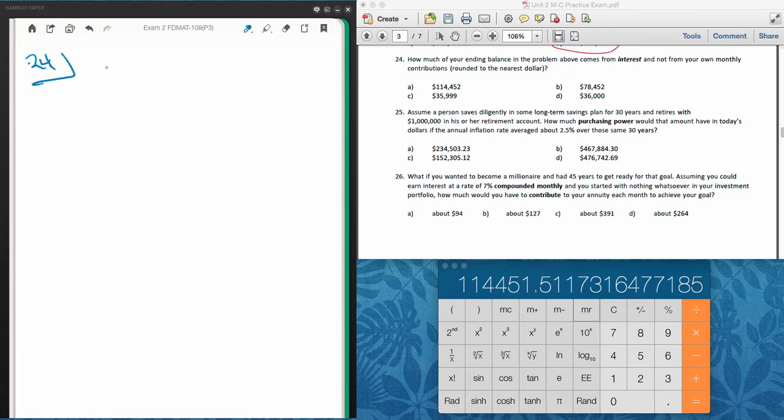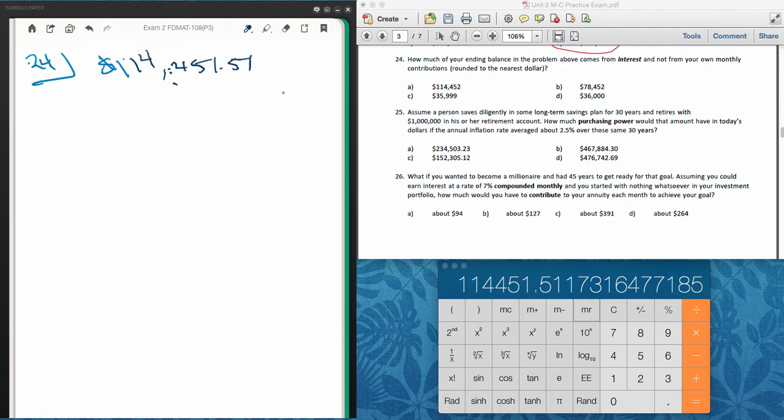So remember, we had, there's the value, 114, oops, there we go, 114, oops, I went black. Oh well, that's fine. I think so. Read that 114,451.51. So that's how much. It's very sloppy. I apologize for that. But that's how much we have.